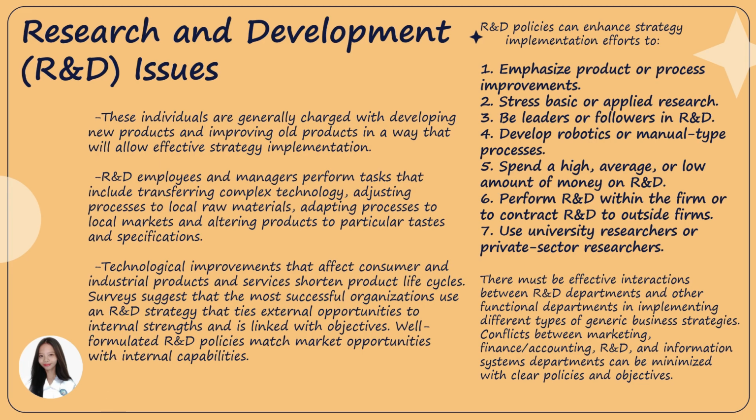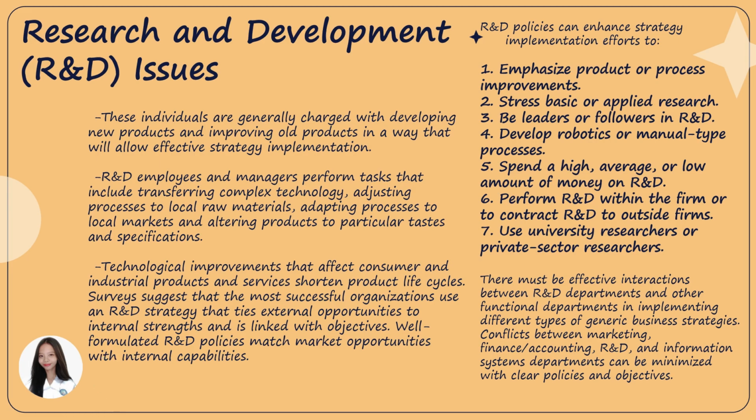Number five, spend a high, average, or low amount of money on R&D. Depending on the industry and market opportunity, organization can decide to allocate a high, average, or low amount of money on research and development. Six, perform R&D within the firm or contract R&D to outside firm. Organizations can choose to perform R&D in-house or outsource it to external firms. In-house R&D provides more control over the process, while outsourcing can provide access to specialized expertise and resources.